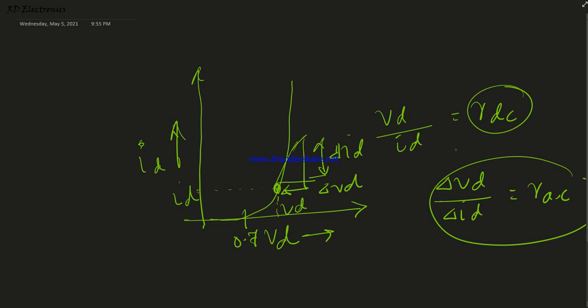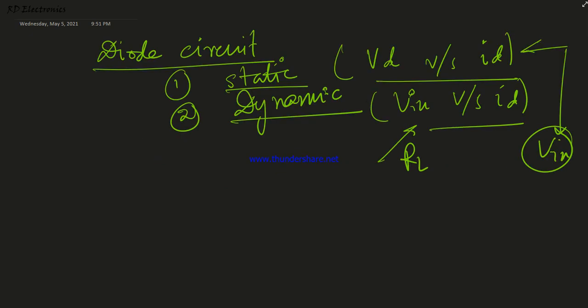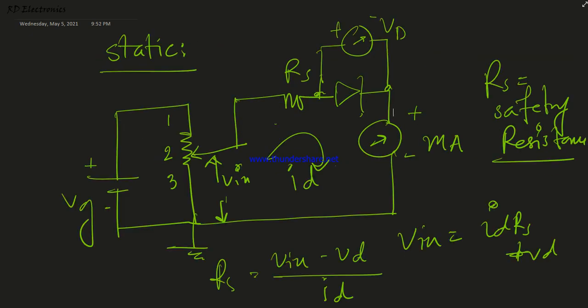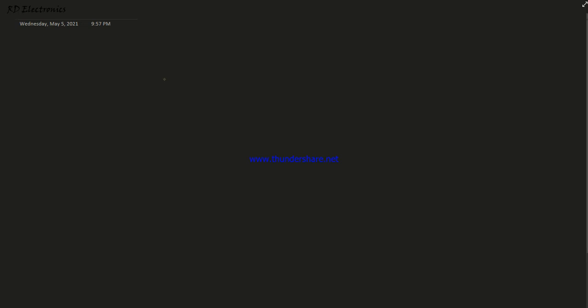So these are basic diode circuit operations. In this lecture we talk about the basic diode circuit using static characteristics. So these are the static characteristics of a PN junction diode. Now we talk about the dynamic characteristics.